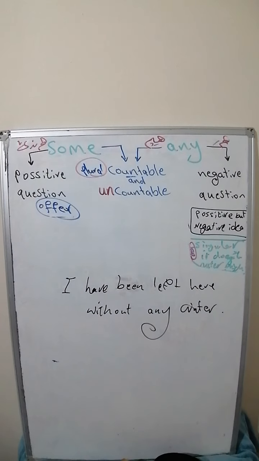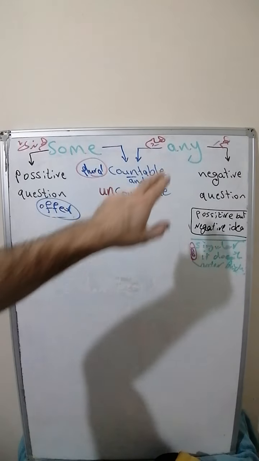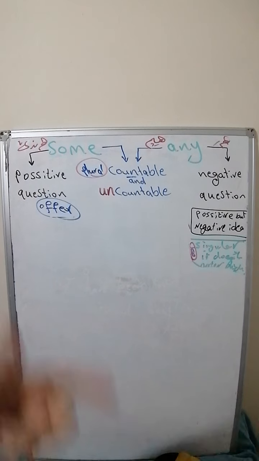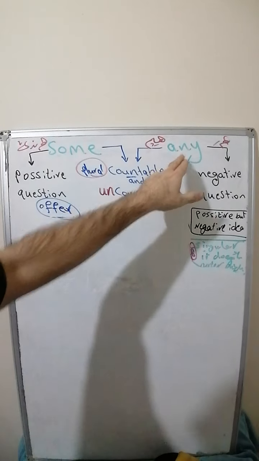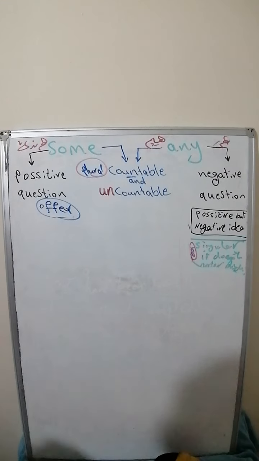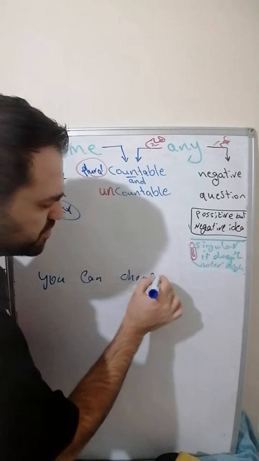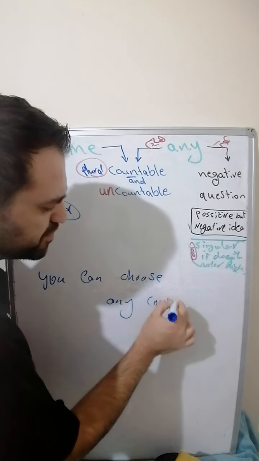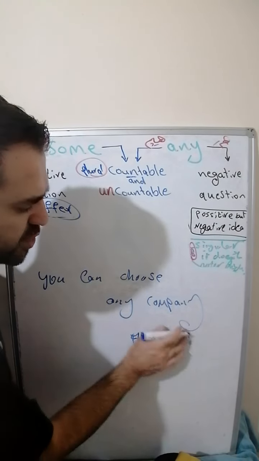And there is another exception for that. As I mentioned, the word both any and some, when we use them with countable nouns, it must be plural. But there are some sentences you may see that are countable but singular. I'm talking about any. For example, you can choose any company you want.